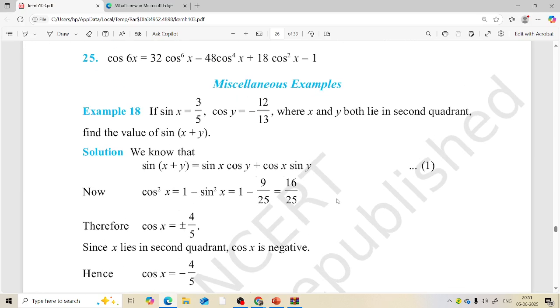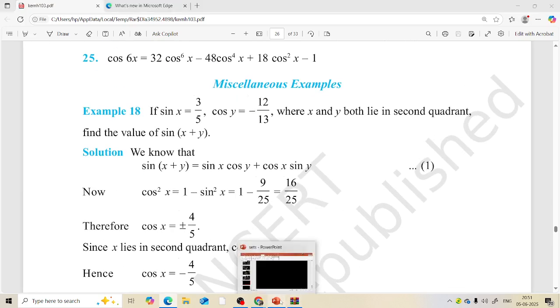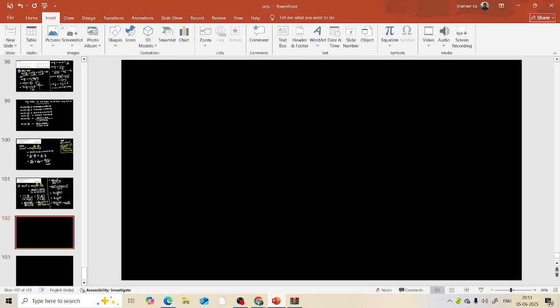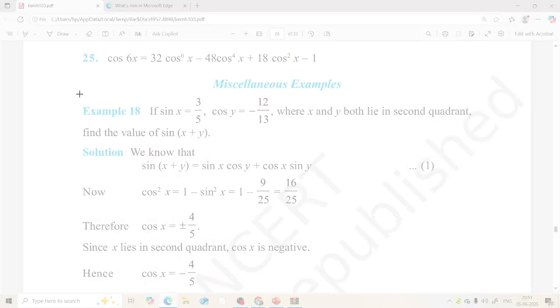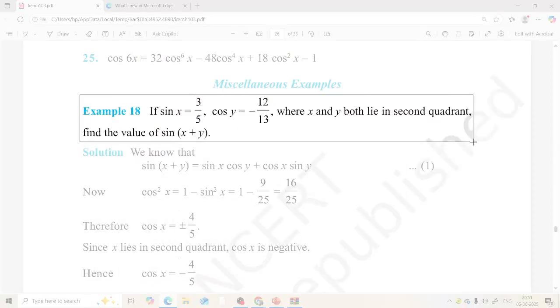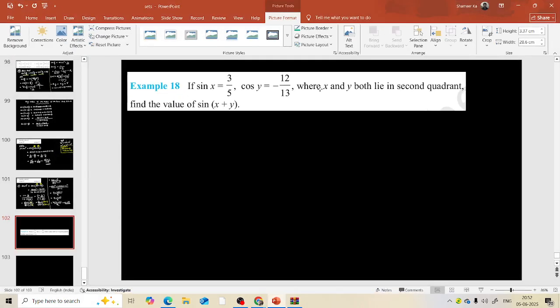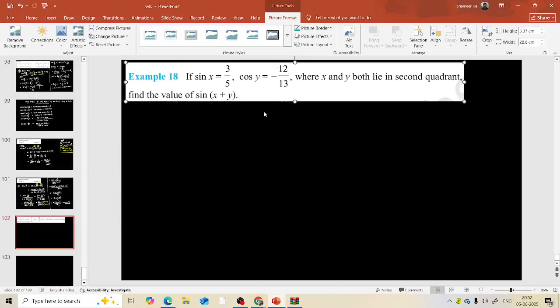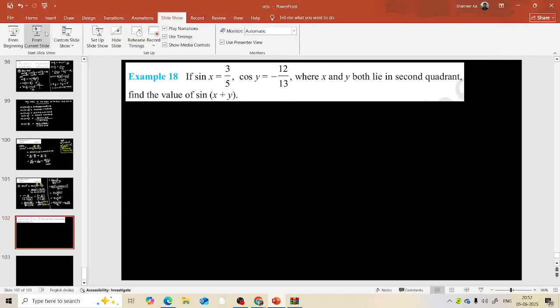This one, example 18, is important. I have to discuss that. This one I will discuss right now. The solution is given in the textbook, but let me discuss it. Very important one. Look at this question. All of you please listen.